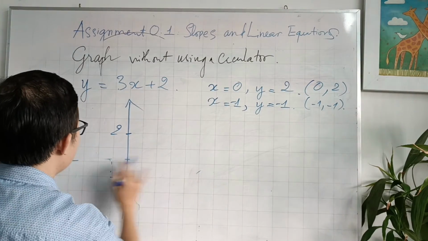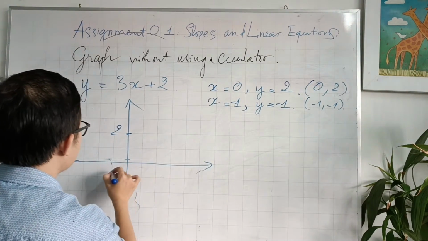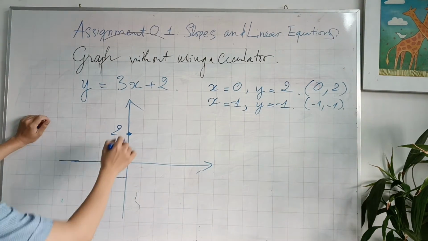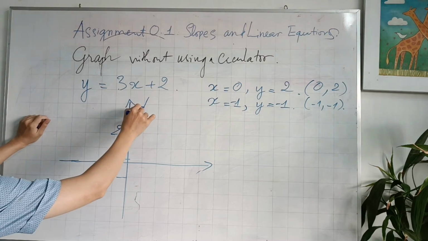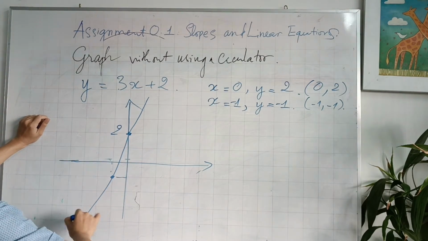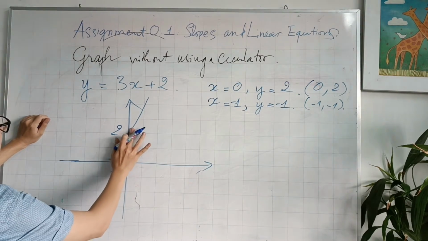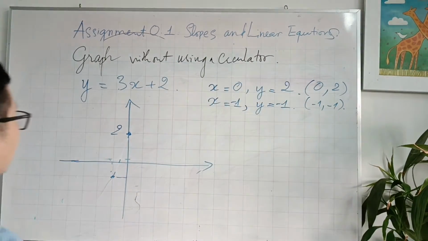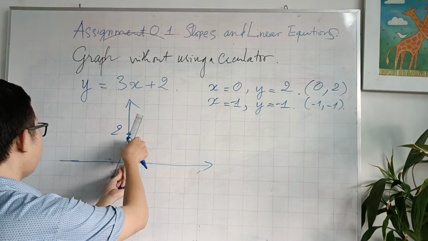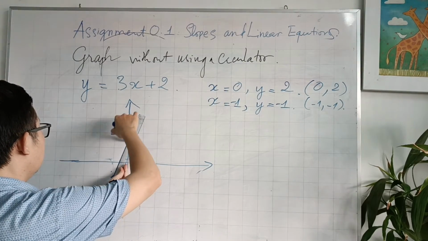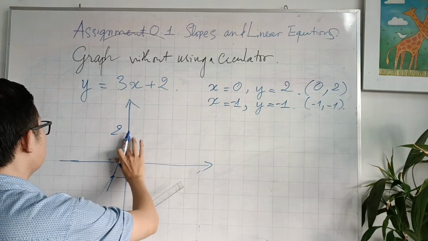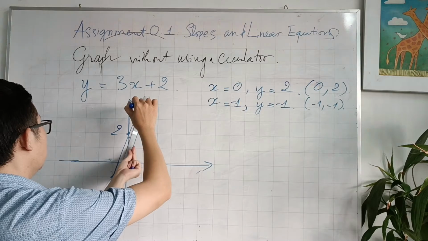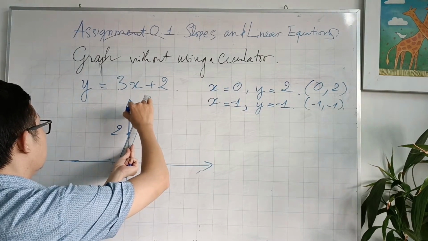Maybe I sketch the axis here. So I sketch. Oh my god, yes, not straight. So I use the ruler. It's ready, and I have a lot of mistakes. Terrible. Okay.